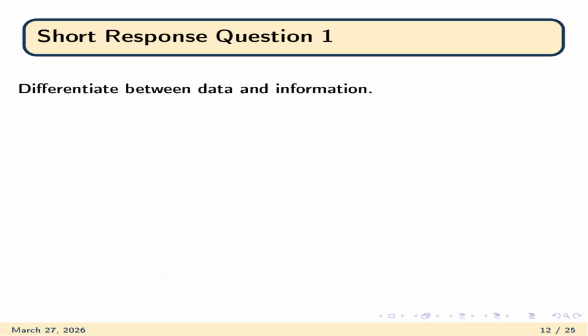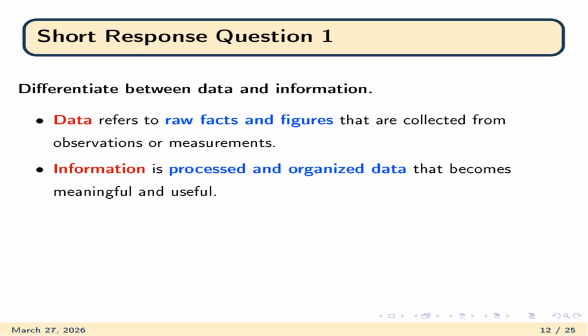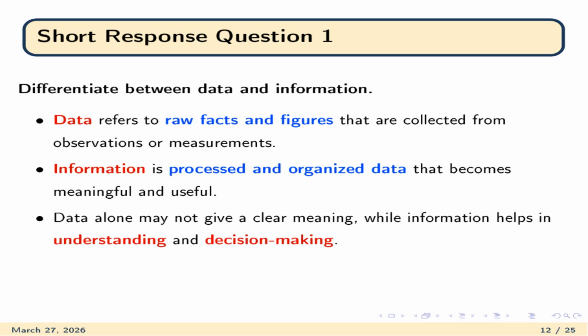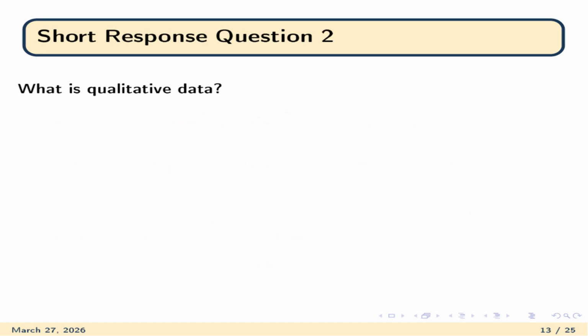Section B. Differentiate between data and information. Data refers to raw facts and figures that are collected from observations or measurements. Information is processed and organized data that becomes meaningful and useful. Data alone may not give a clear meaning, while information helps in understanding and decision making. Example, individual marks of students are data, while the class average or result summary is information.